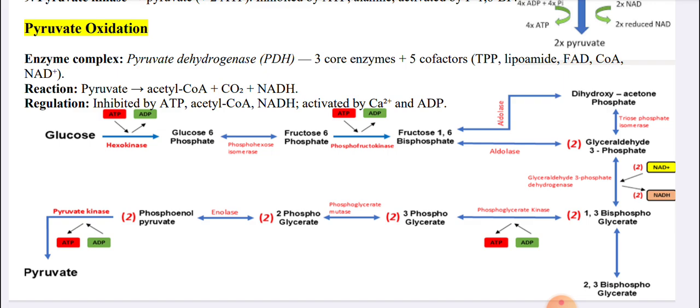So regulation must be tight here too. Extremely tight. And again, it follows the energy logic. If the cell has plenty of energy, high levels of ATP, or lots of acetyl-CoA or NADH, the products of the reaction, these signal PDH to slow down. Inhibition. And activation happens when the cell needs energy. Signals like calcium ions, Ca2+, often a signal for muscle contraction or cell activity, and ADP, the low energy signal, turn PDH on.